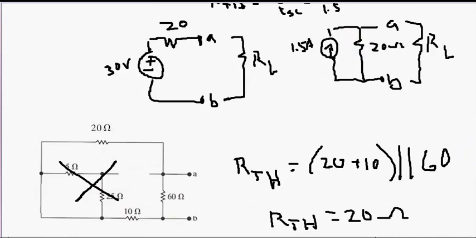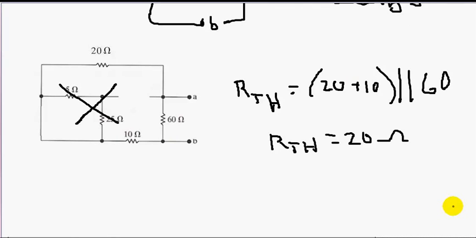That's the shortcut. Now the shortcut only works when you have independent sources. Okay? You cannot do this when you have dependent sources. When you use the shortcut, zero out your independent sources by opening current sources and shorting voltage sources.